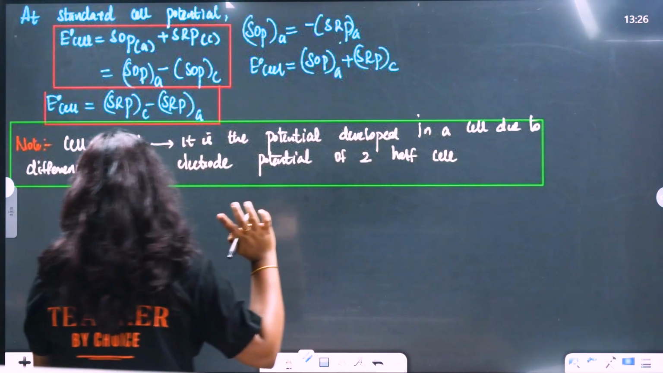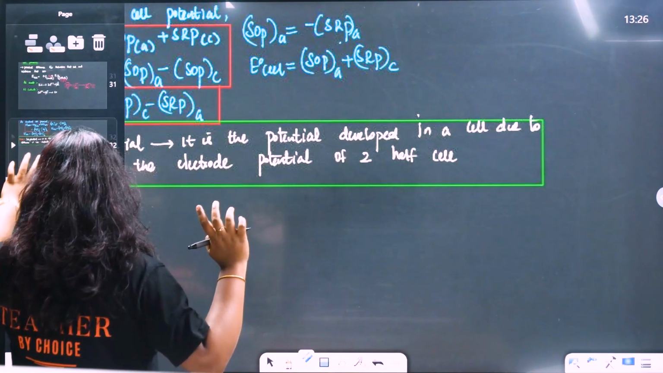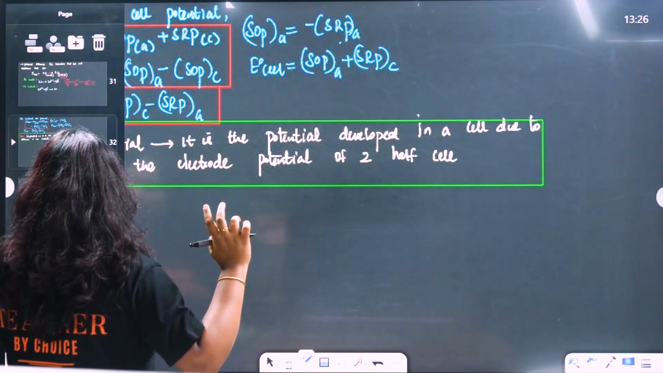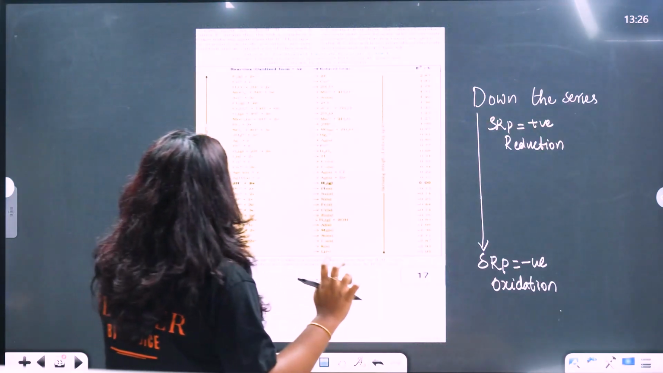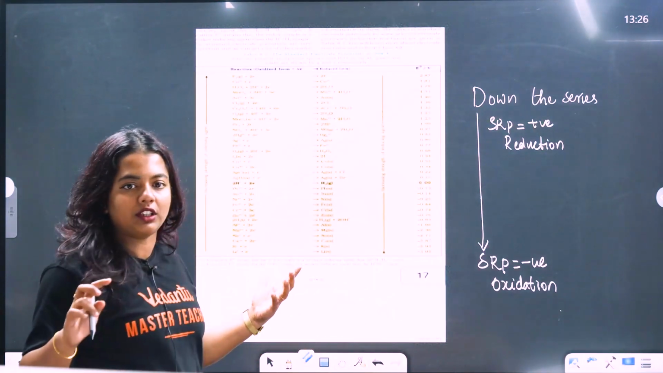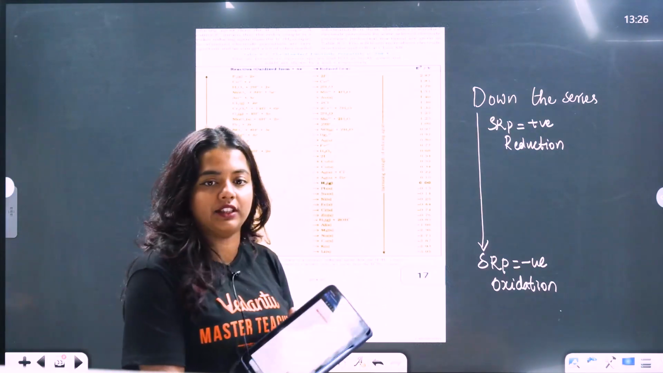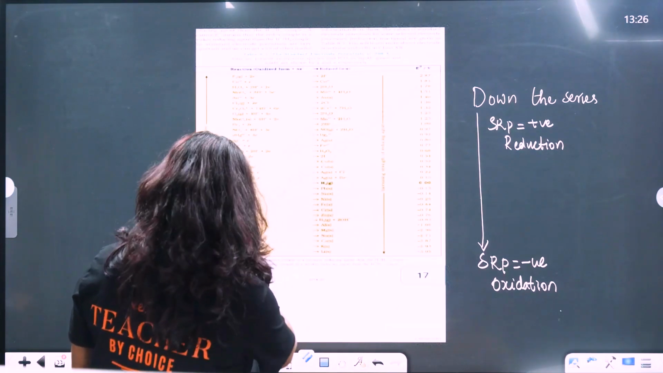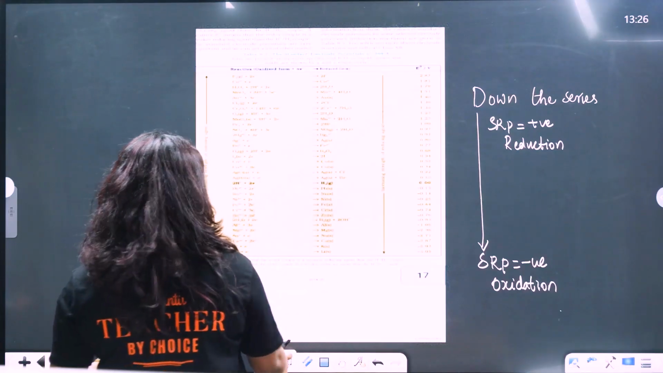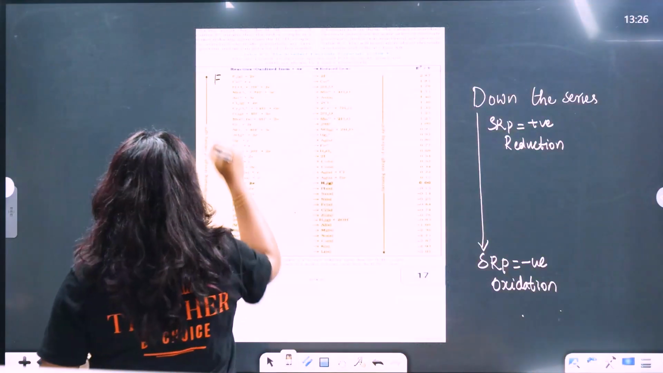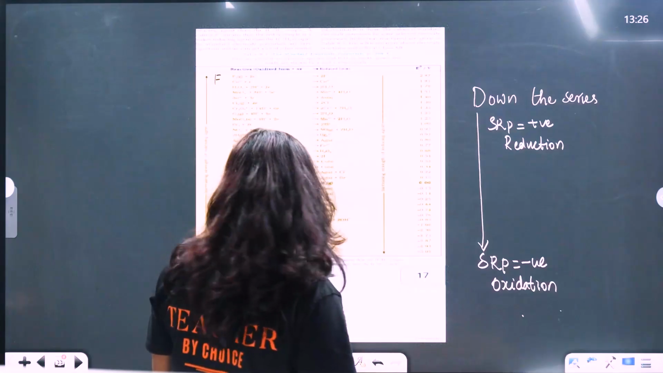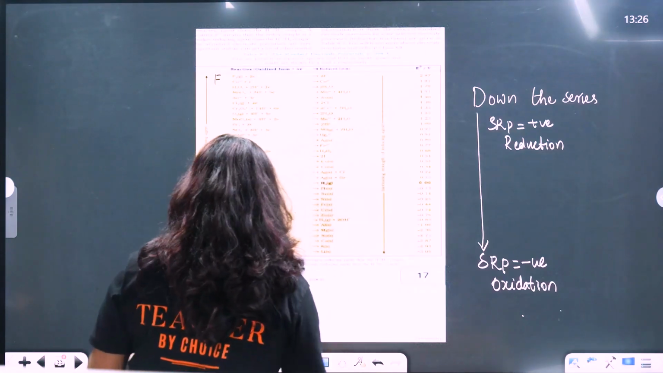Okay, one second. I hope this one is not that clear yet. You have it in your NCERT. Please do refer to the NCERT. It starts from the fluorine, not with iron, children, fluorine, and it ends in the lithium.